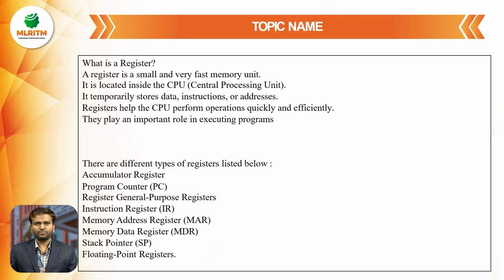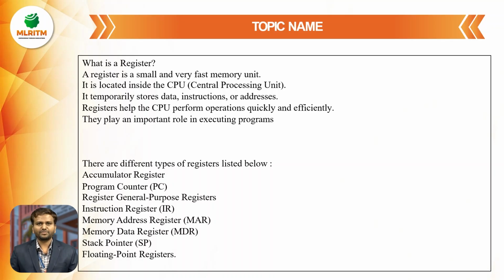Registers can do very fast operations in the CPU. Whatever input we give to the CPU is performed within a fraction of a second. The CPU does the operations through the registers, and we get the output. They play an important role in executing programs. While we run programs in C, C++ or Java, the communication is done in the registers only. The operations are performed in a fraction of a second, and we get the output. There are different types of registers listed below.